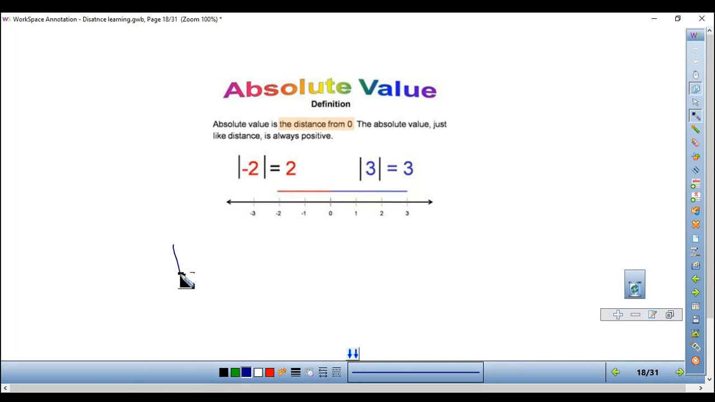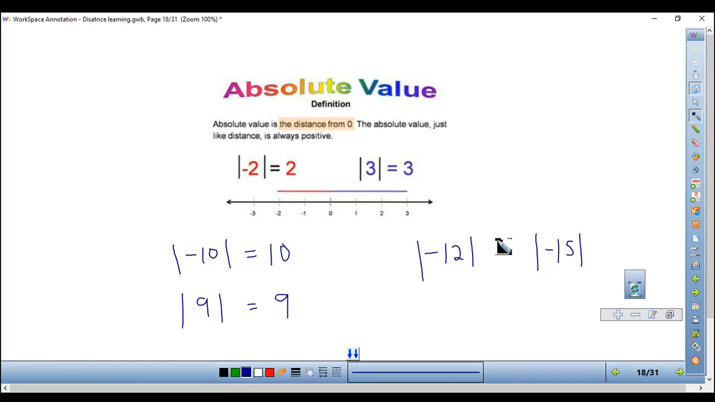We can do a few more here. So if I was going to say the absolute value of -10, what would that be? Well, the distance that -10 is from 0 is 10. The absolute value of 9 would be the distance that 9 is from 0, which is just 9. You can also make comparisons between absolute values. If I had to compare the absolute value of -12 and the absolute value of -15 by putting an inequality sign between them, I would say the absolute value of -12 is 12. The absolute value of -15 is 15. So this absolute value is less than that.